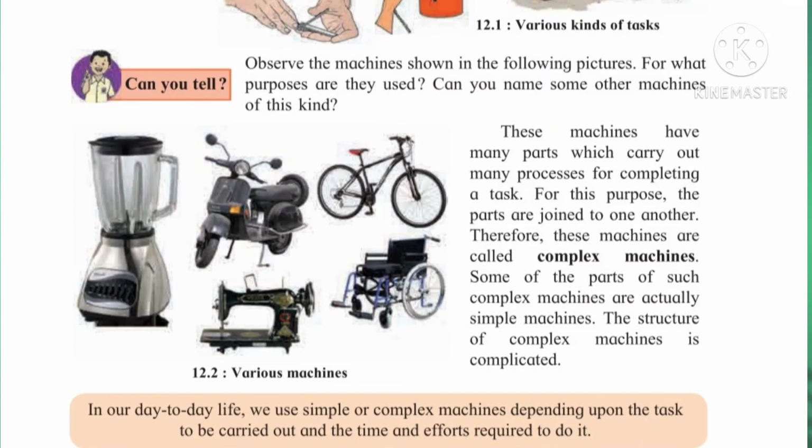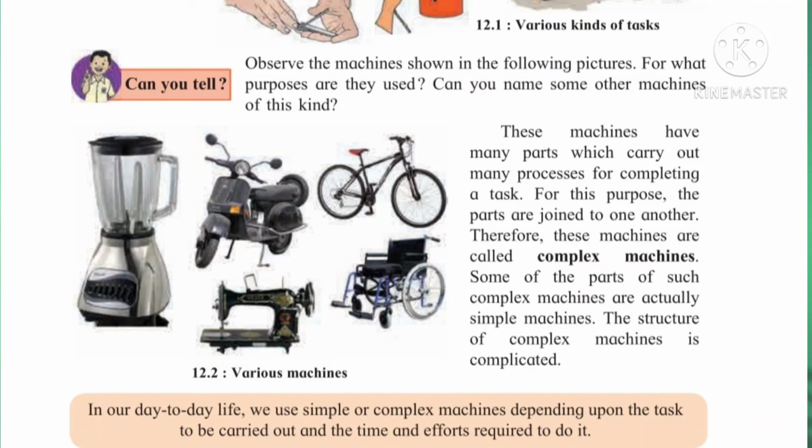Now observe the machines shown in the following pictures. For what purposes are they used? Can you name some other machines of this kind? Here a mixer is used to grind substances. Then a bike is for traveling. There is a cycle. A sewing machine is there to stitch cloth. Then a wheelchair is there for a patient.